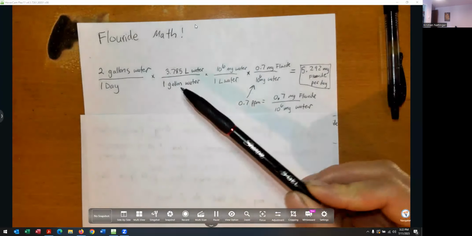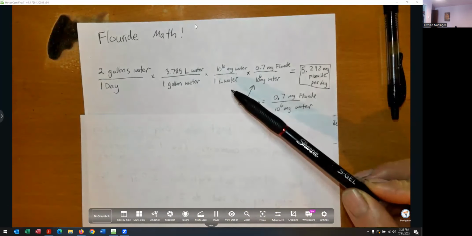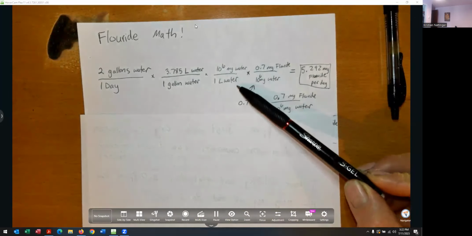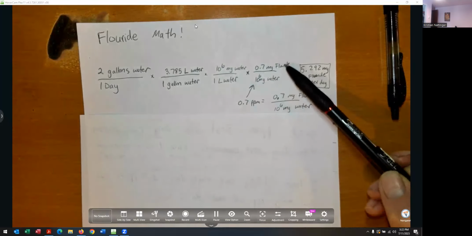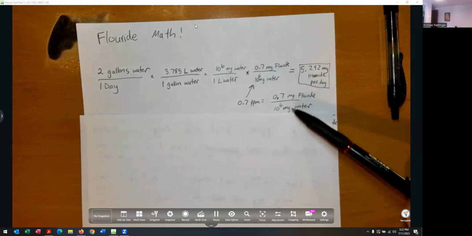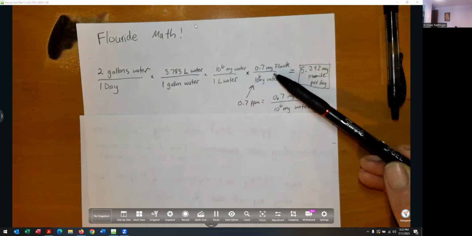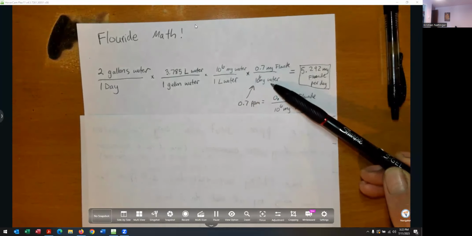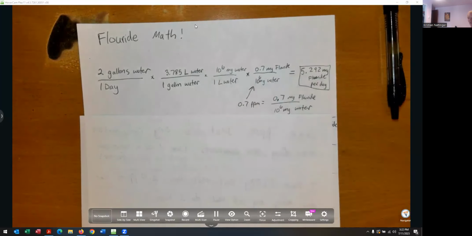It's true. And then I'm going to convert this to metric because nothing is worse than gallons when you're doing math. And then I'm going to convert the volume of water to milligrams of water. And then that is going to allow me to multiply by the conversion factor, parts per million, but in this form, right? 0.7 milligrams of fluoride per 10 to the 6 milligrams of water. And that is going to give me my final number of milligrams of fluoride I would ingest per day if my water was fluoridated. So there you have it, parts per million, super easy.